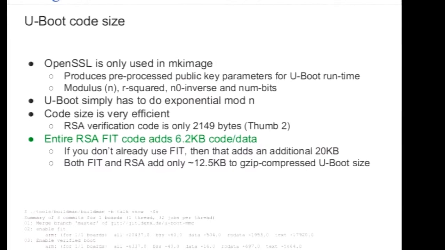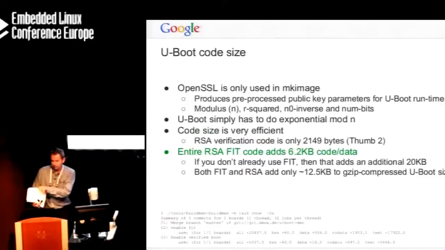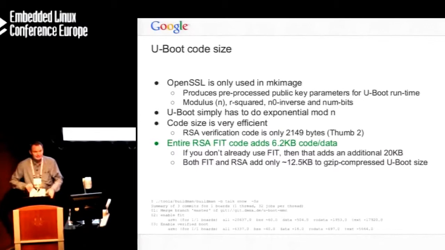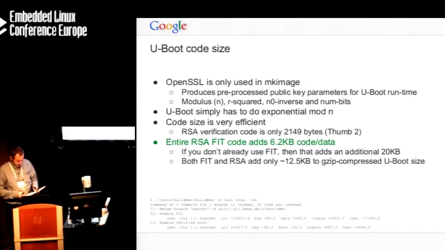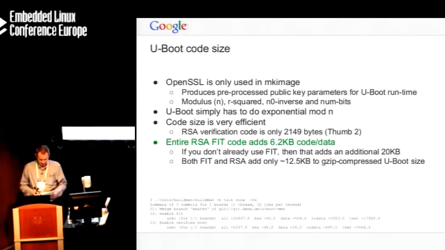So how many of you are worried about the code size of this arrangement? Surely it's going to bloat the code size of U-Boot. Must be horrendous. It's actually partly because of the way that it's been implemented, in terms of having all the pre-processing done by mkimage, pretty efficient. It's about 2K bytes for RSA, and the entire verification code, including the RSA FIT stuff, is about 6K on Thumb 2. So it's a very small amount of additional code.